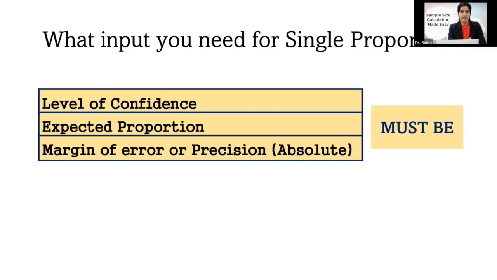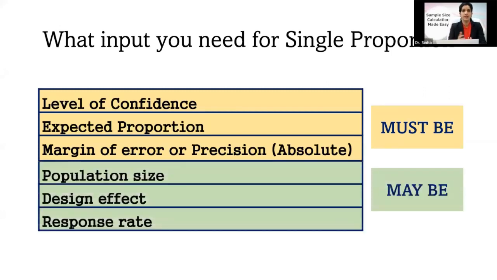So what are these? We will see all three things one by one. These three pieces of information are a must. Others are optional, like if you want a correction or adjustment of your sample size. If you have a population frame, then you can do the finite population correction.